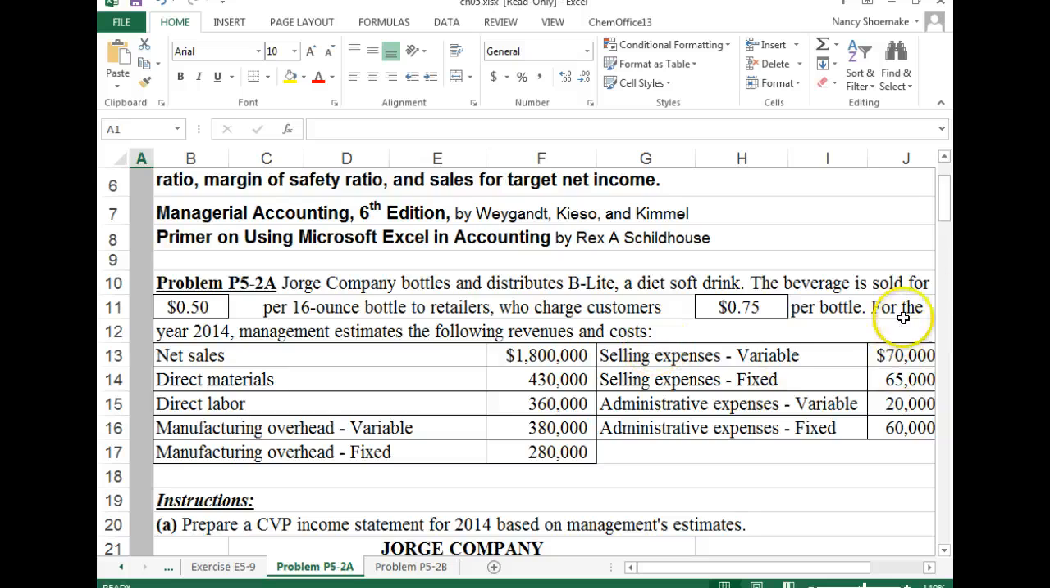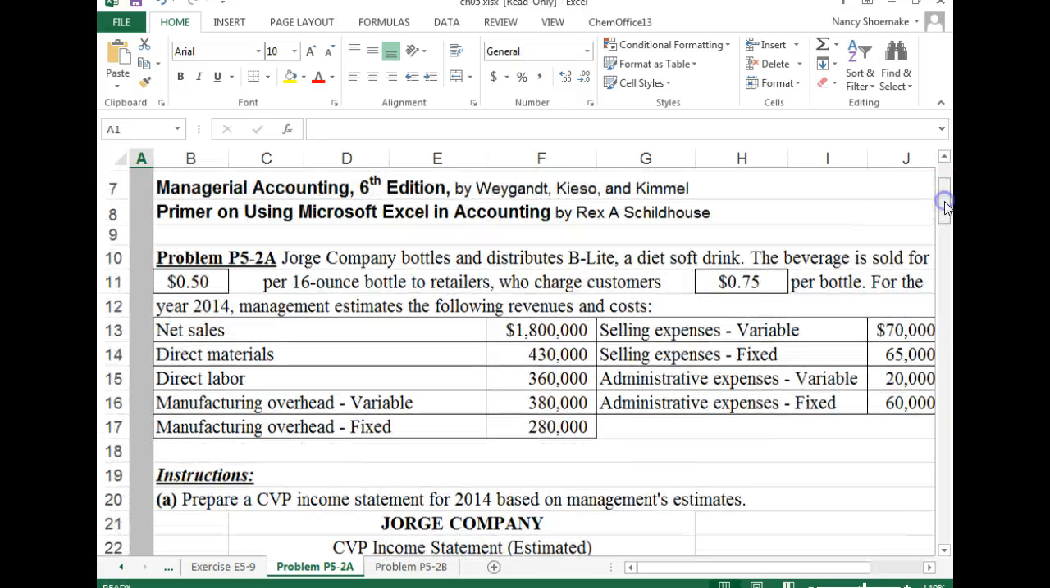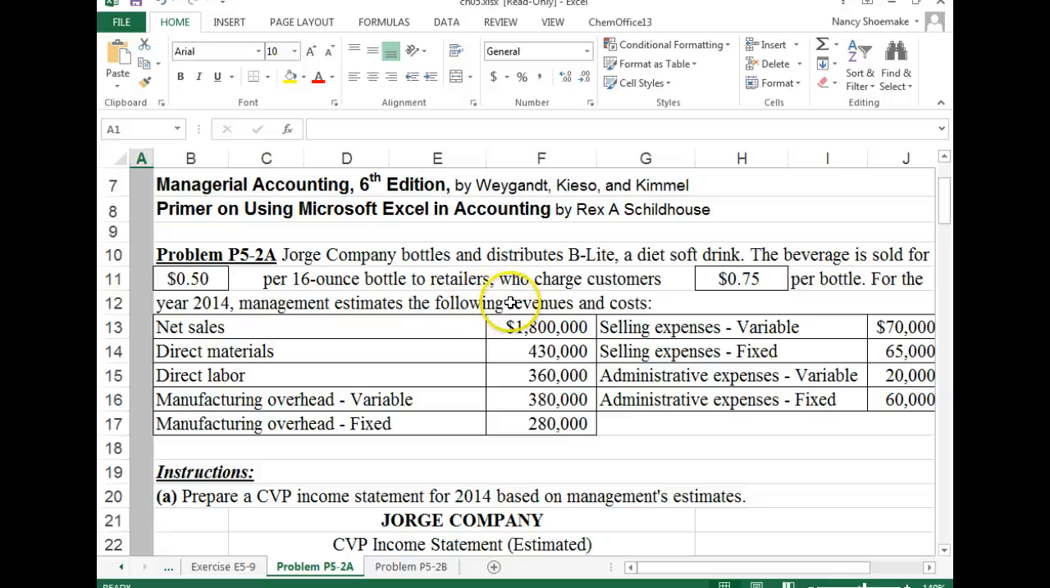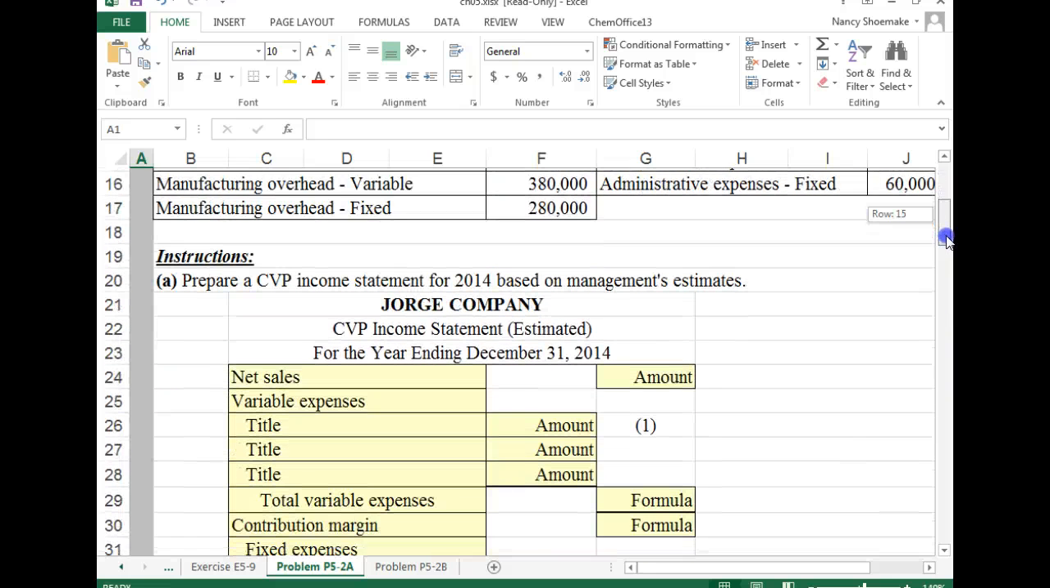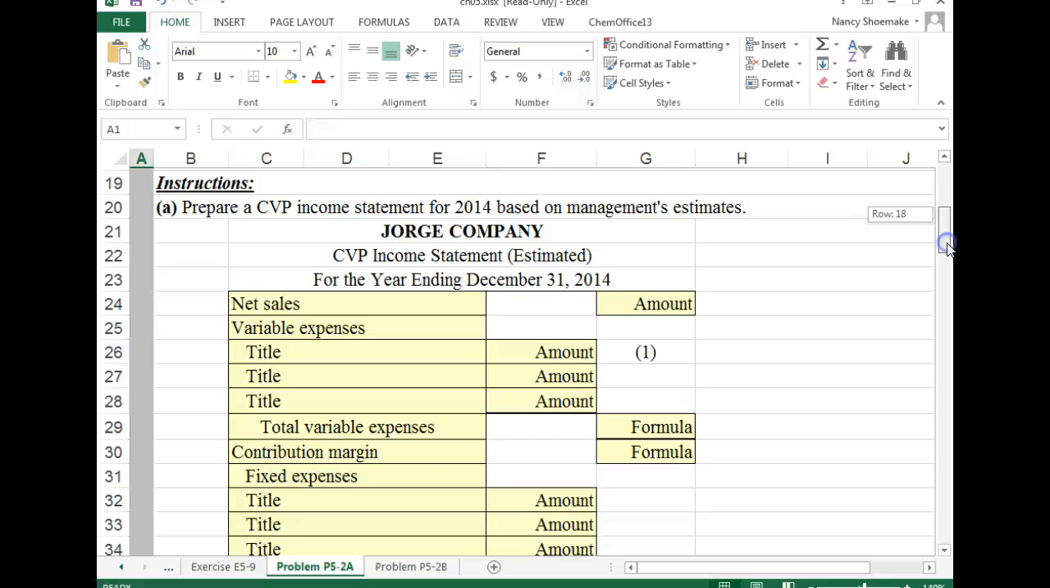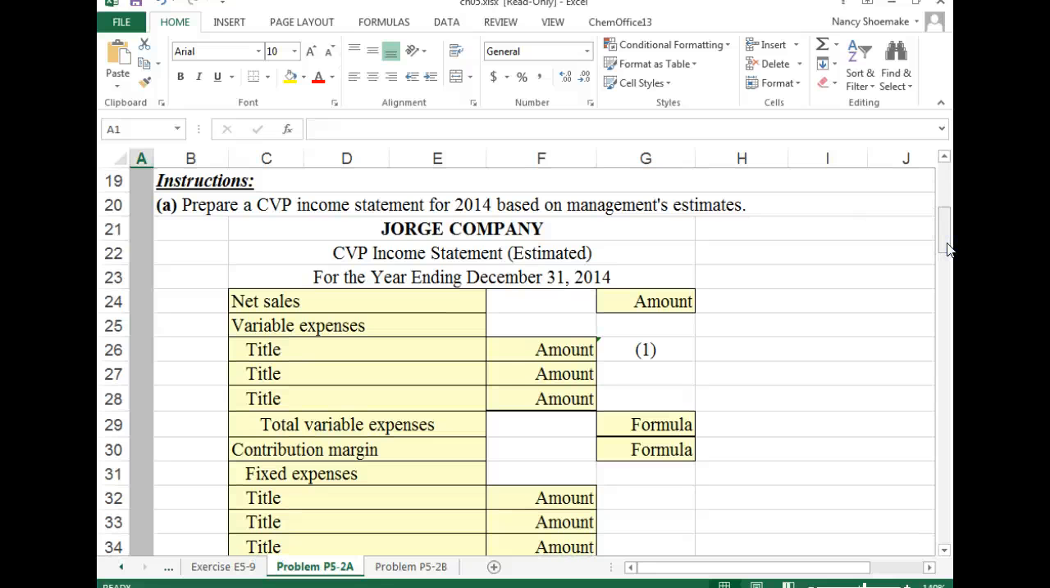Actually, I think we've got it all sitting right here. It tells us the net sales. It tells us all of the various expenses. Our job is to compute an income statement showing the breakdown of variable and fixed expenses. So our sales here are 1,800,000. And then we've got variable expenses. The first one we have, cost of goods sold. What are the variable cost of goods sold we have here?